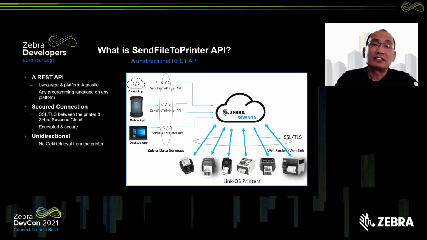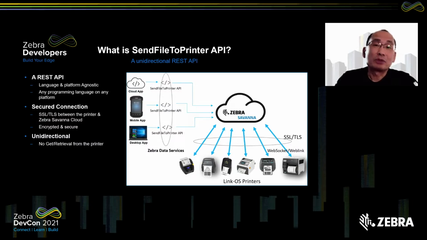On the right side, you will see Zebra Data Services. When any app uses the API, it will interact with Zebra Data Services, and the data services will route the request through the Savannah cloud to the printers. So it's a RESTful API.